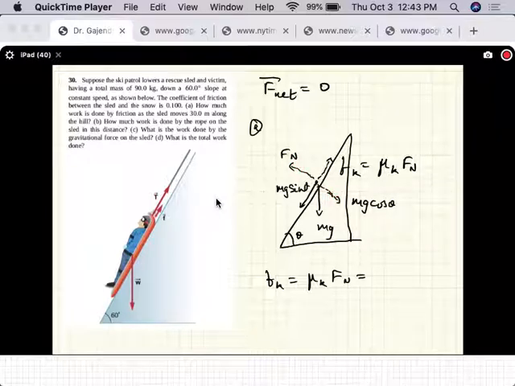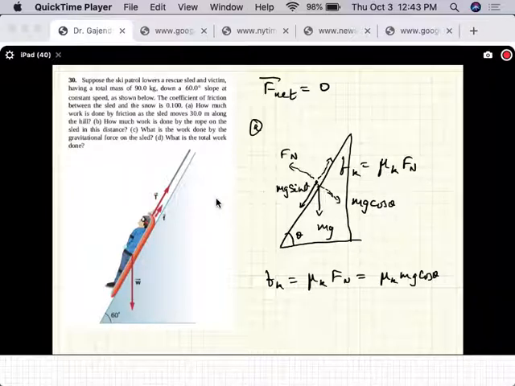Why is that equal to that? Because this guy is not moving in this direction, so in that direction the net force is 0. This minus that is 0, and so that's equal to that. So the friction force is equal to mu k times mg cosine theta.